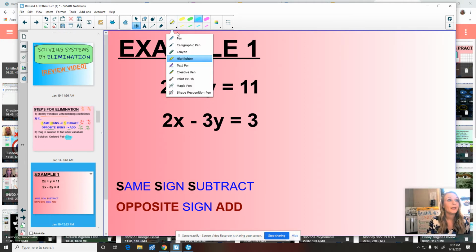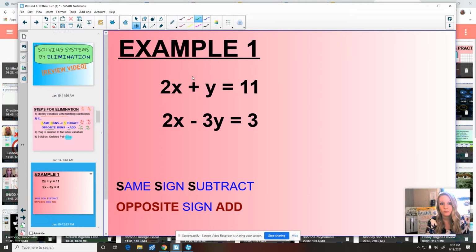Let's go through a few examples together. Example 1: we know that we've got this system, and we know that we want to eliminate it. You've got x's, y's, and integers. Right here, you've got 2x and 2x. Those match, and that's what I want to eliminate. You've got 1y and negative 3y. Those don't match, so I know I don't want to eliminate these.